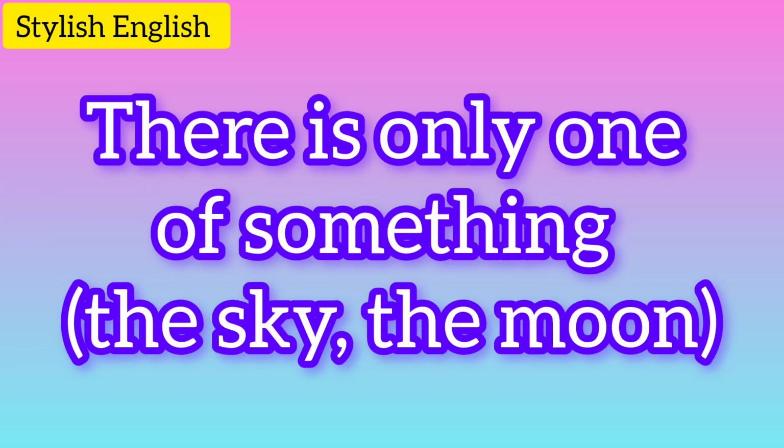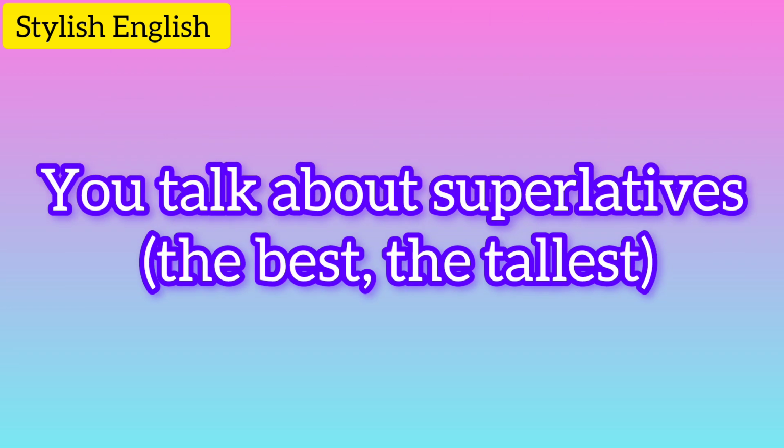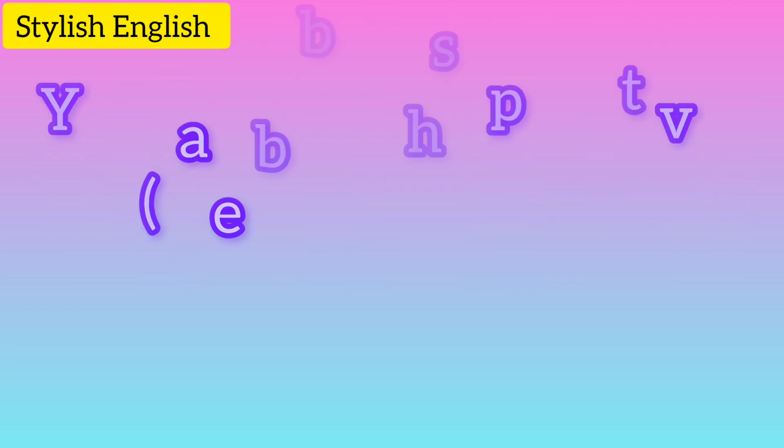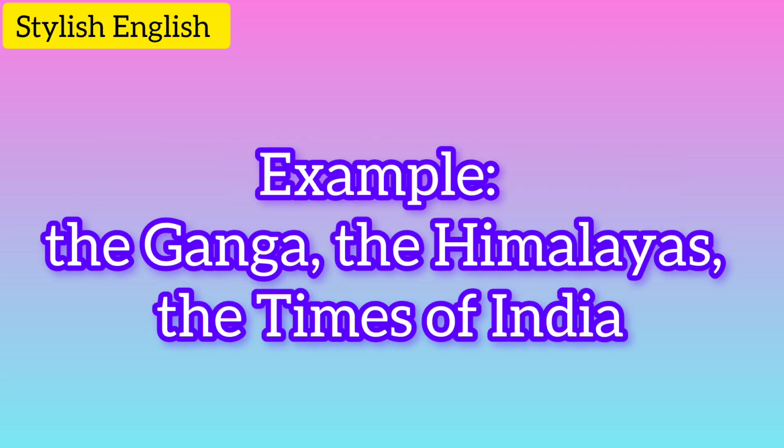Use the when there is only one of something, the sky, the moon. You have already mentioned it before. You talk about superlatives, the best, the tallest. You talk about names of rivers, seas, mountains, newspapers, etc. Example. The Ganga, the Himalayas, the Times of India.